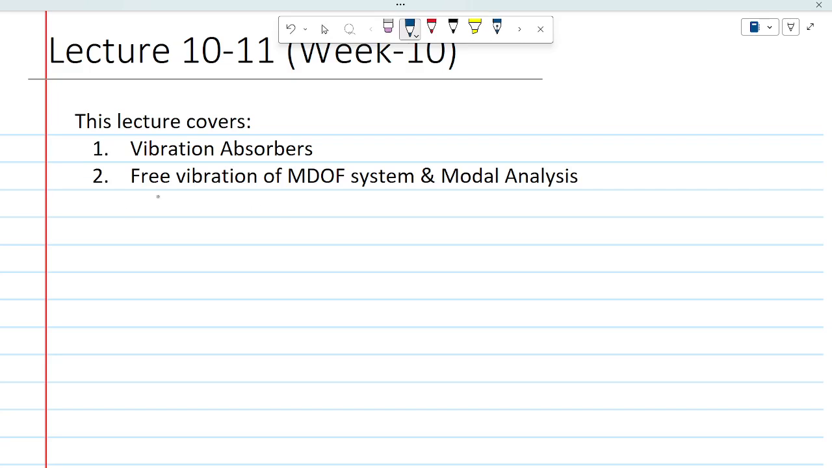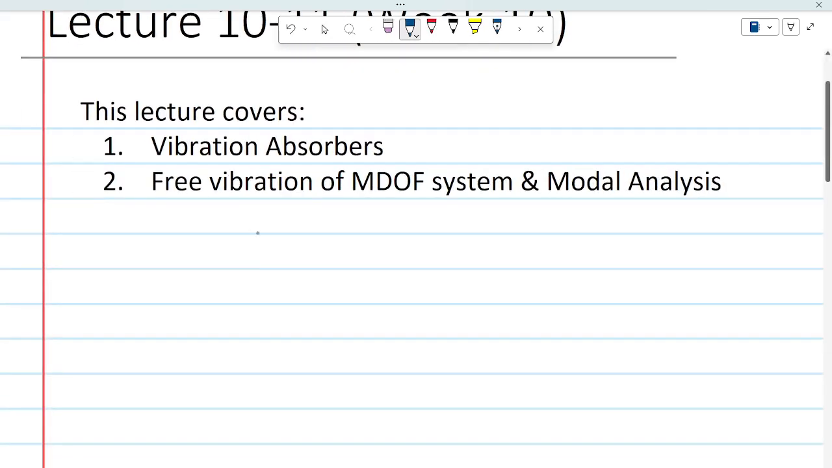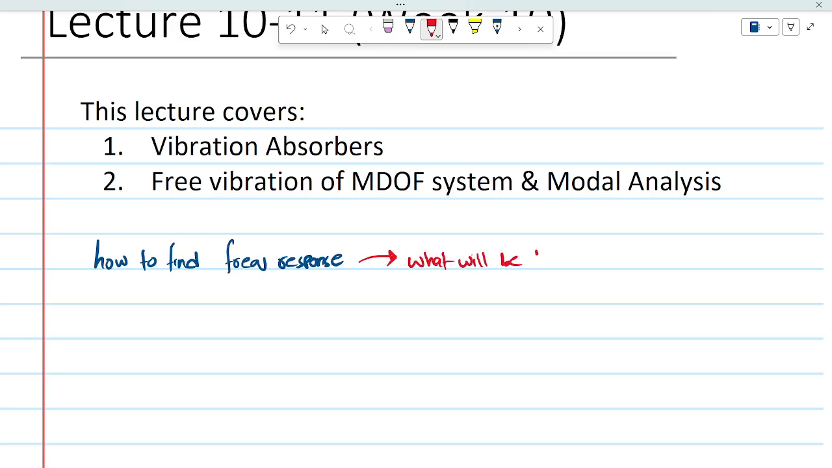Now, we have studied how to find the frequency response. Means, what will be the steady state response at a frequency, at any frequency, right? What will be the steady state response at a frequency?